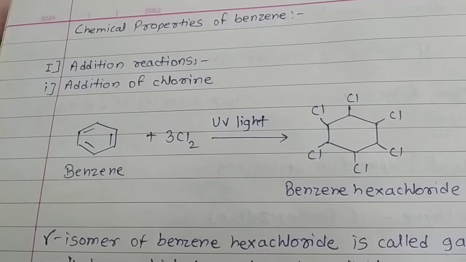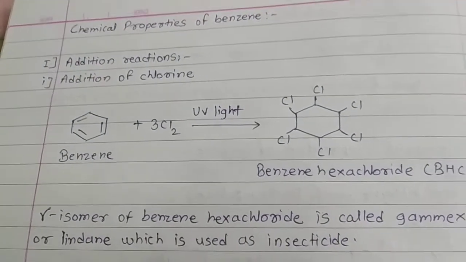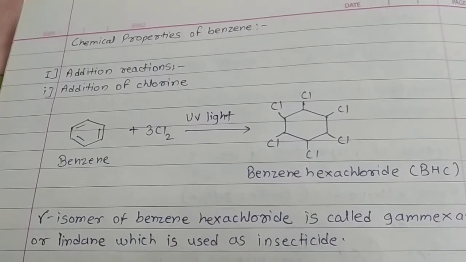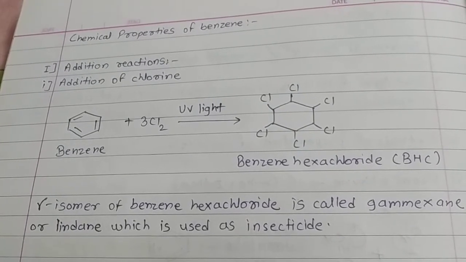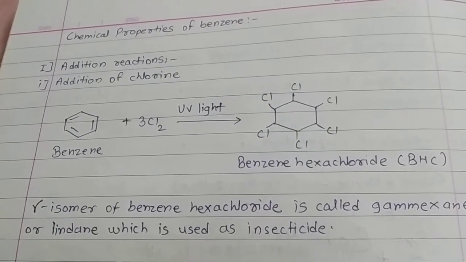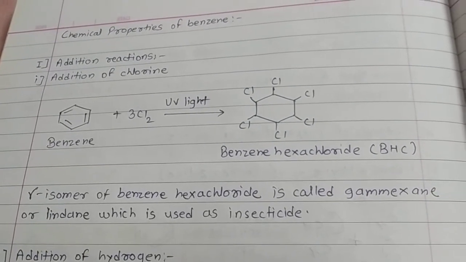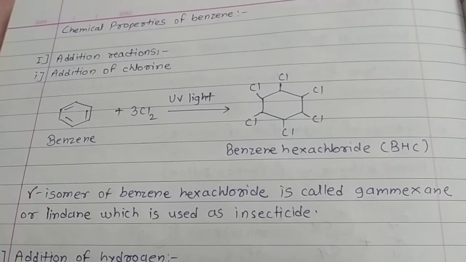So chlorine molecules in the presence of UV light give BHC, that is benzene hexachloride. There is only addition of chlorine and nothing else happens. The gamma isomer of benzene hexachloride is called gammexane or lindane, which is used as an insecticide.